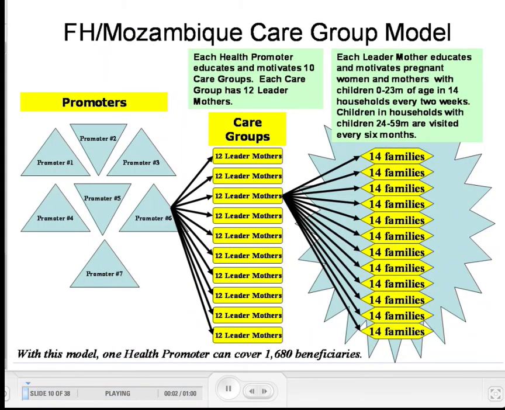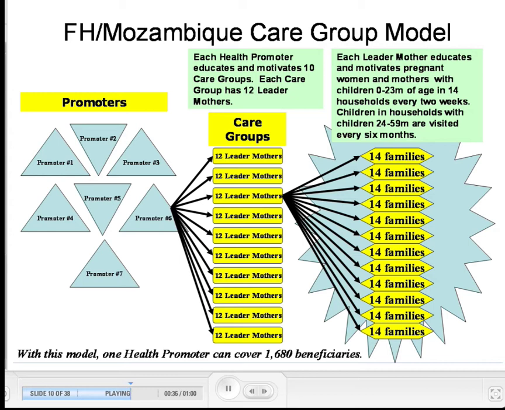Okay, this is a diagram showing the structure of the care group model. First you do a census. You have groups of 10 to 14 households that are established with women with children 0 to 59 months of age, or in this case it was children 0 to 23, through an initial census. And then one leader mother is elected to represent each of these household groupings of 10 to 14 households. 10 to 12 leader mothers then come in to meet in a care group, and they receive 52 hours of training each year, about 2 hours of training every 2 weeks.